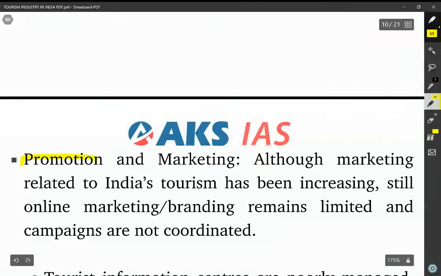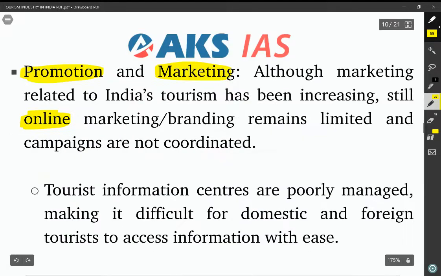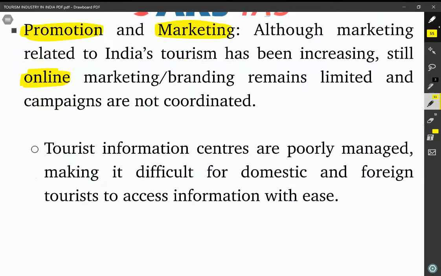Next is regarding promotion and marketing. What is this about? Although marketing related to India's tourism has been increasing, still online marketing and branding remain limited and campaigns are not coordinated. Also note that tourist information centers are poorly managed, making it difficult for domestic as well as foreign tourists to access information with ease.